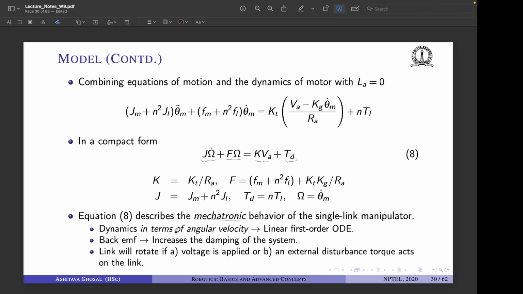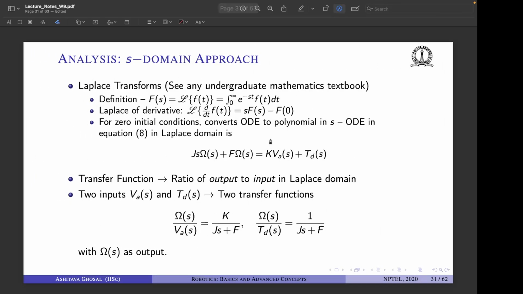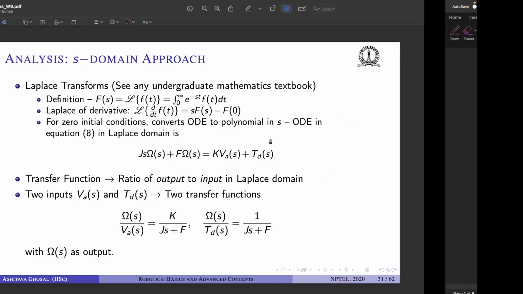And so back EMF, the more the back EMF, the higher the F value is, and so higher is the damping of the system. And the link will rotate if we apply a voltage or if we apply an external disturbance on the link, right? So those are the driving forces here. If that's clear, then we move on to the actual control part of this system.